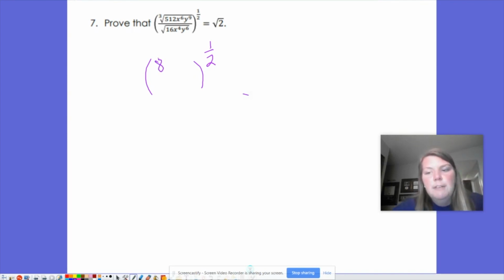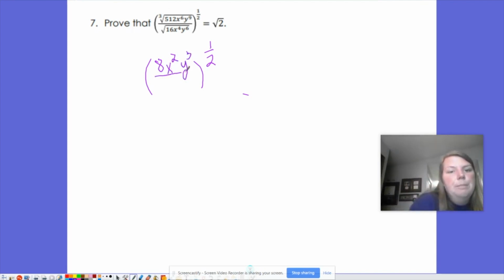If you don't have your list of perfect squares or cubes, you can always use your phone or look it up on the internet. Just look up list of perfect squares, list of perfect cubes to get those numbers that we had in class. And then if we're taking the cube root of x to the 6th, we're going to divide. So 6 divided by 3 would give us x squared. 9 divided by 3 would give us y to the 3rd. And then in the bottom, we're taking square root. So the square root of 16 is 4. The square root of x to the 4th. Technically, this has a 2 index. So 4 divided by 2 would be x to the 2nd power. And 6 divided by 2 would be y to the 3rd power.